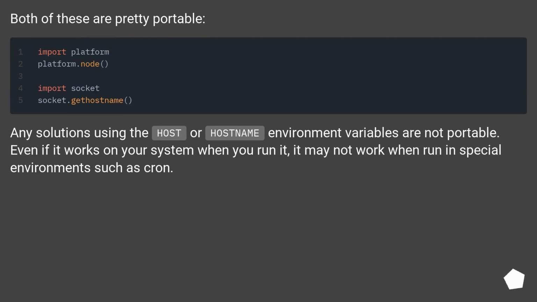Any solutions using the host or hostname environment variables are not portable. Even if it works on your system when you run it, it may not work when run in special environments such as cron.